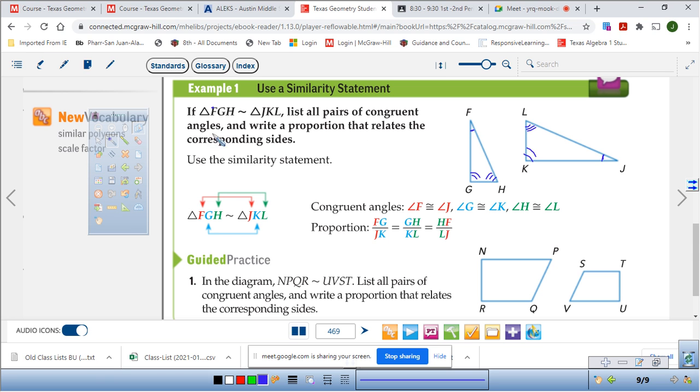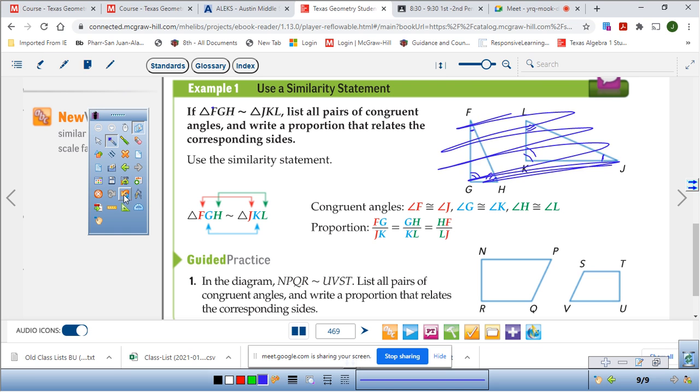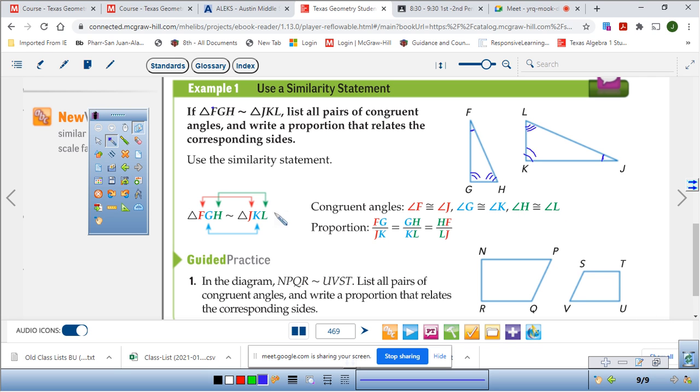Okay, list all pairs of congruent angles and write a proportion that states the corresponding sides. So the similarity statement, make sure you understand the order that they're given to us is very important. That tells us automatically, we don't even need this, just FYI. That tells us that angle F corresponds to what? Angle J, right? Angle G corresponds to K. Those are congruent. And angle H is congruent to angle L. Now the ratios you see from here.